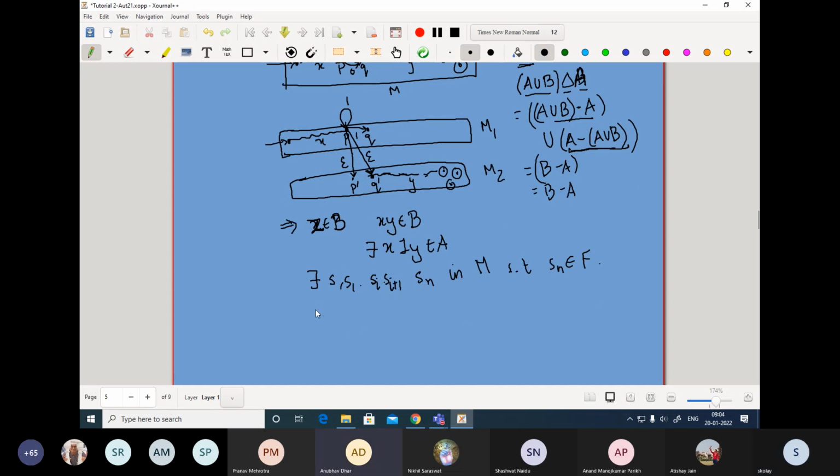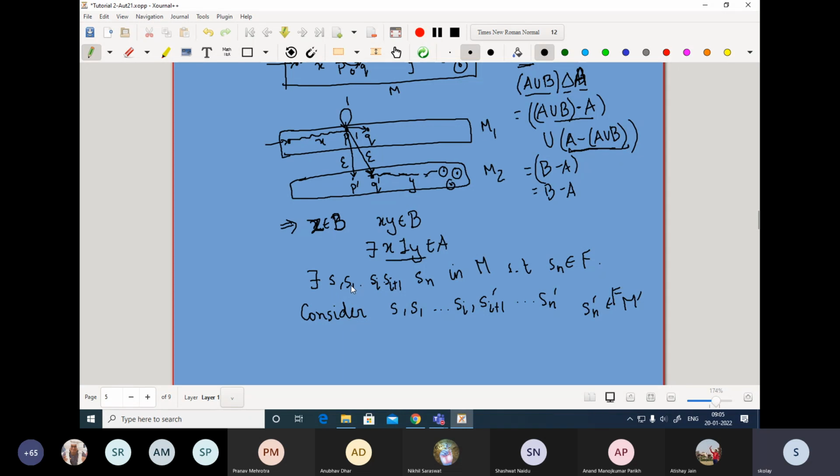Okay. So the string that corresponds to xy in M1 and M2 is S1 up to Si, then Si plus 1 dash up to Sn dash. And Sn dash belongs to this new Fm dash. Okay, so he has displayed a path in the new NFA such that this path accepts xy if xy belongs to B. If xy belongs to B, it must be because there exists an x1y belonging to A.